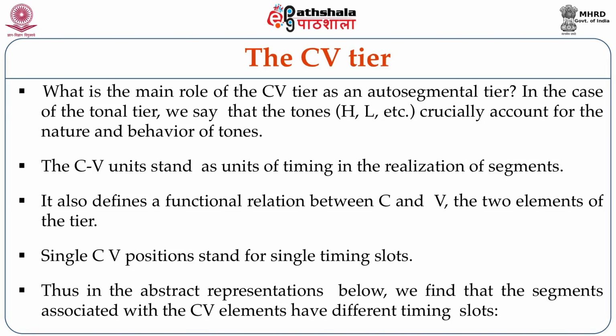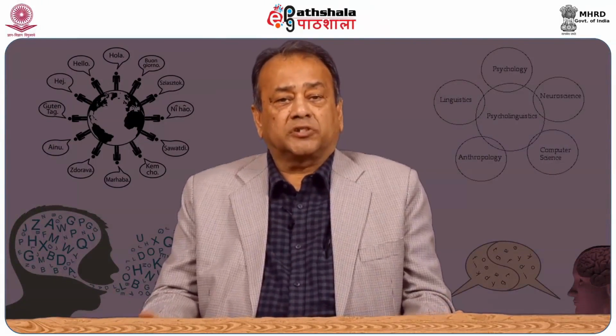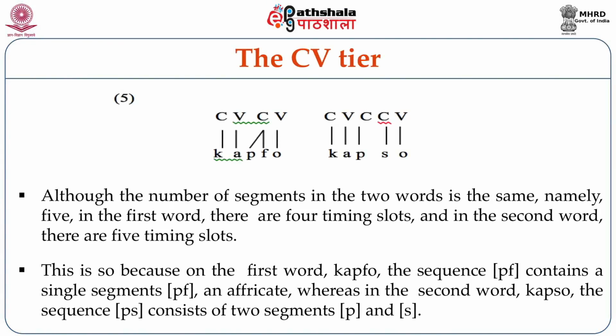And this way allows us to distinguish between various types of speech sounds. For example, the difference between affricates and consonants, a sequence of two consonants. Take a look at the two words represented on the screen, kapfo and kapso. You notice that in one of the words, the number of timing slots or CV units is 4, and in the other one, 5.